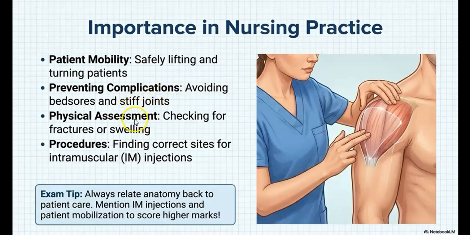The third point is physical assessment. When a patient comes with pain or swelling, you should know which bone, muscle, or joint may be affected. Okay. Finally, this knowledge is very important for nursing procedures like intramuscular injections. For example, before giving a deltoid intramuscular injection, you must know exactly where the deltoid muscle is located. Without anatomical knowledge, giving an injection safely will become very difficult. That is why anatomy is one of the most important subjects in nursing.